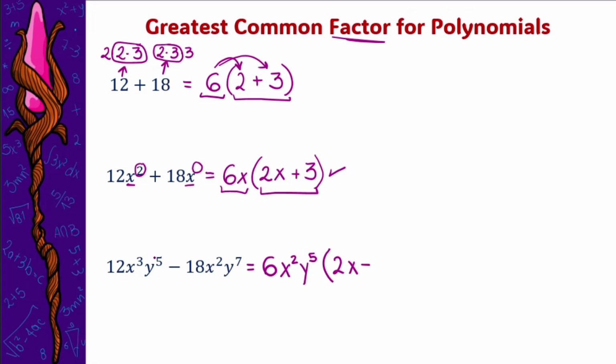Minus, remember we need to keep the signs. Minus, and then we would put 3, since 3 times 6 is 18. We already have the x squared, so we don't need to include x anymore. And y is given to the 7th power. And here we have it to the 5th, so we still need 2 more to go.